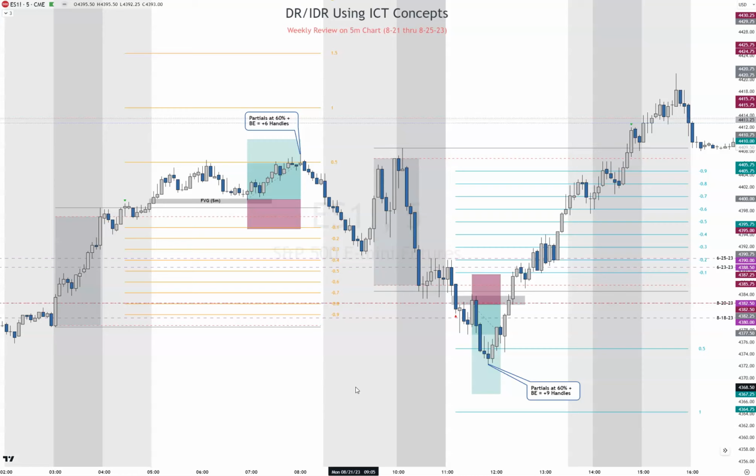Today I want to do the DR IDR using ICT concepts, the weekly review on the 5-minute chart for August 21st through August 25th, 2023.